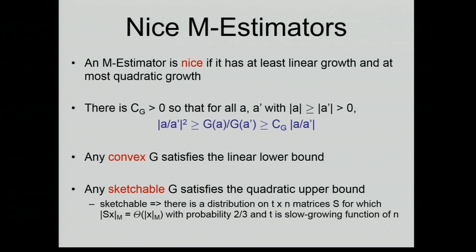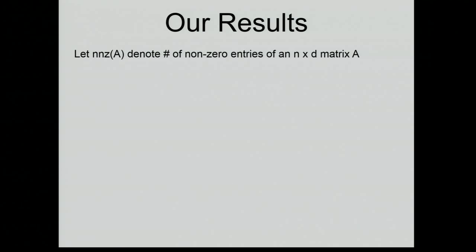So the way the algorithms are going to work in this talk is we're going to do a sketch and solve type solution, where we take a regression problem and compress it, and then we solve the compressed problem much more easily. And this is why we need this sketchable condition for that to work. Okay, so now with that, I can state our results. Let nnz(A) denote the number of non-zero entries of your input matrix A to the regression problem.